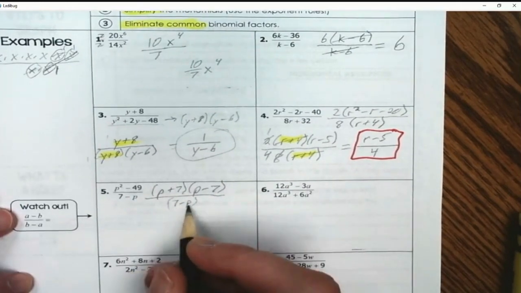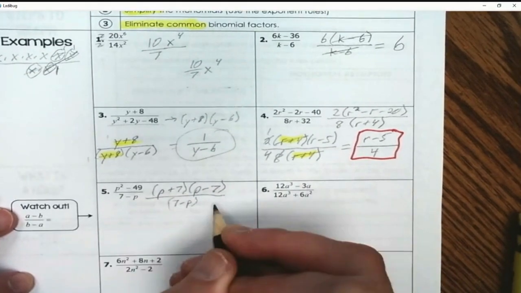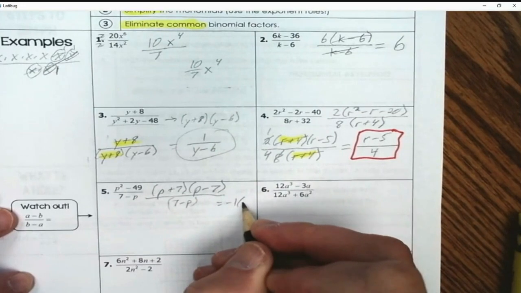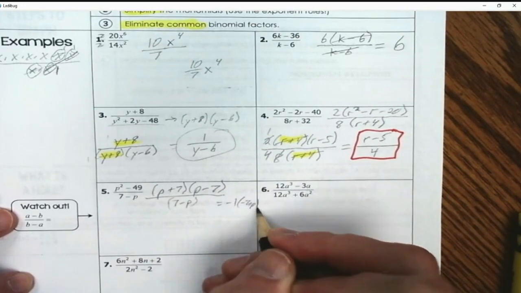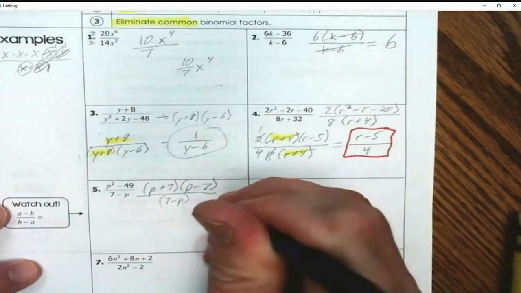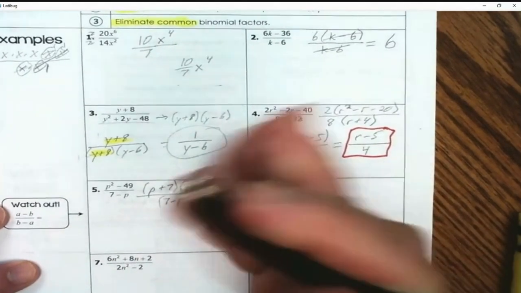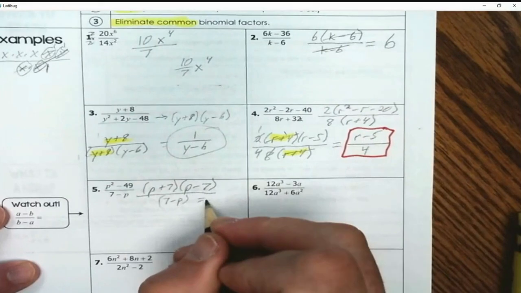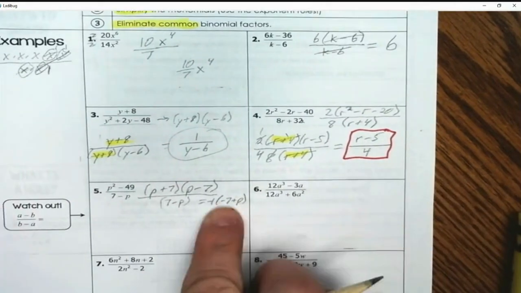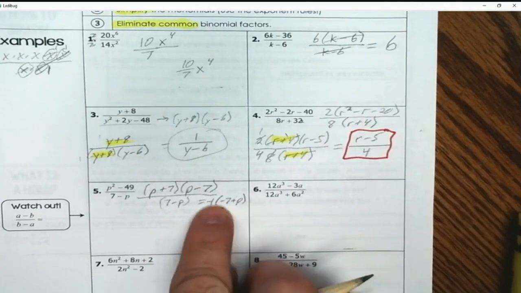If we take this and we factor out a negative 1, that would give us a negative 7 plus p. I didn't write that very well. Let's move that over a little bit. If we factor out negative 1, negative 7 plus p, we can rewrite that. That's the same thing as p minus 7. I just put the negative 7 first.